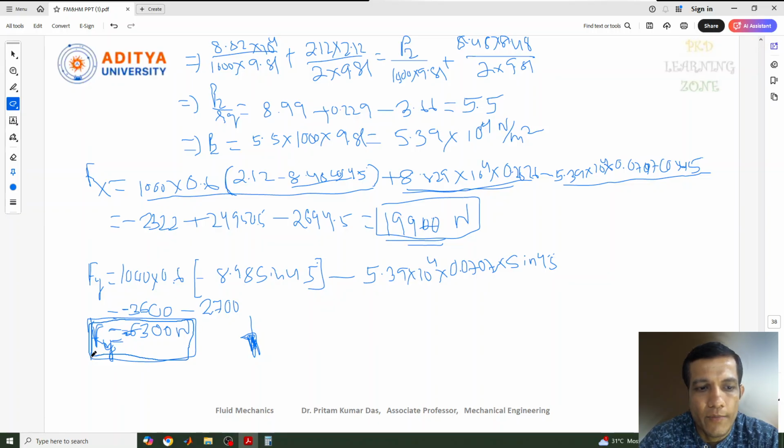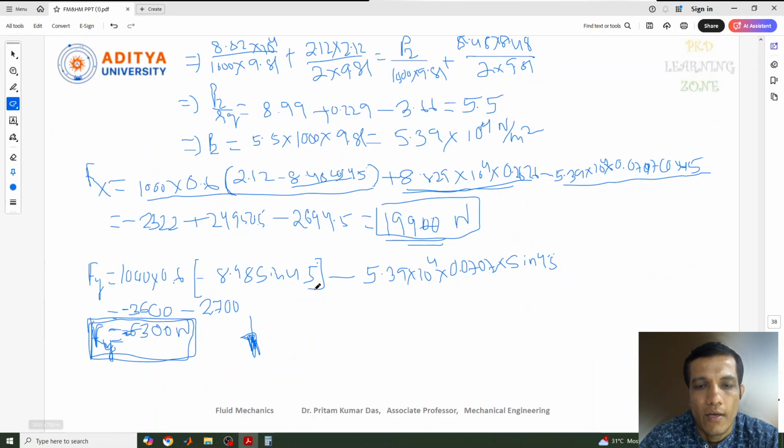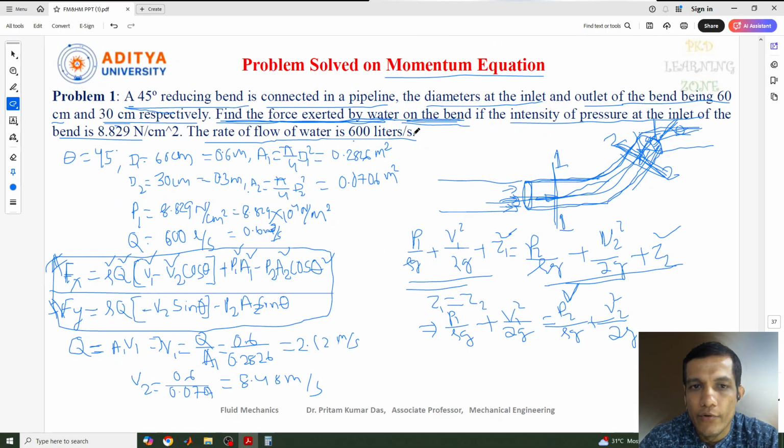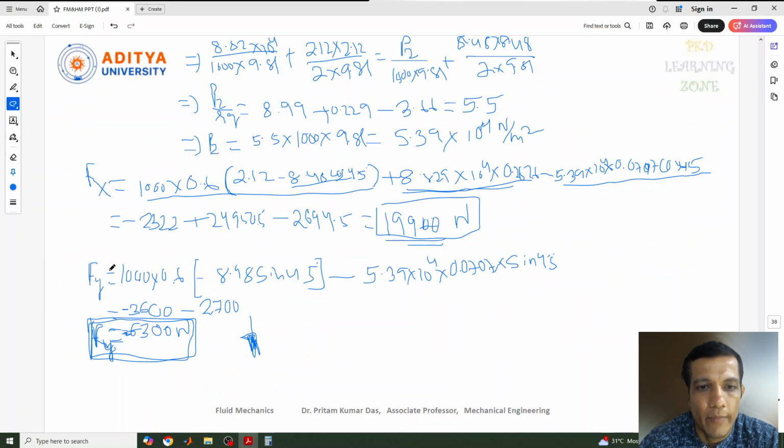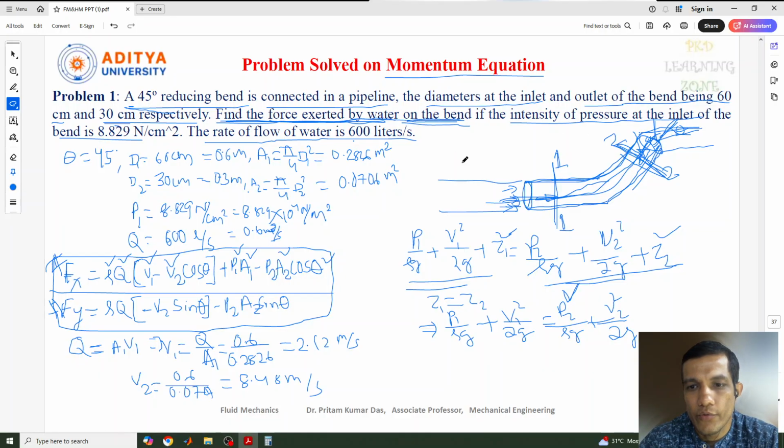Now as per the question, find the force exerted by the water on the bend. So you got Fx and Fy. Suppose in the question it is given that you need to find the summation or resultant force and its magnitude, there we could calculate FR and go for that. Okay, so this is not asked in our question, so up to this we can solve it.